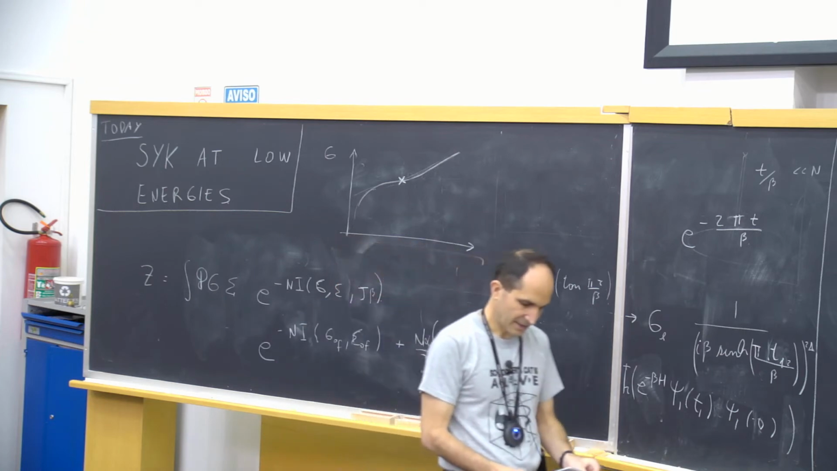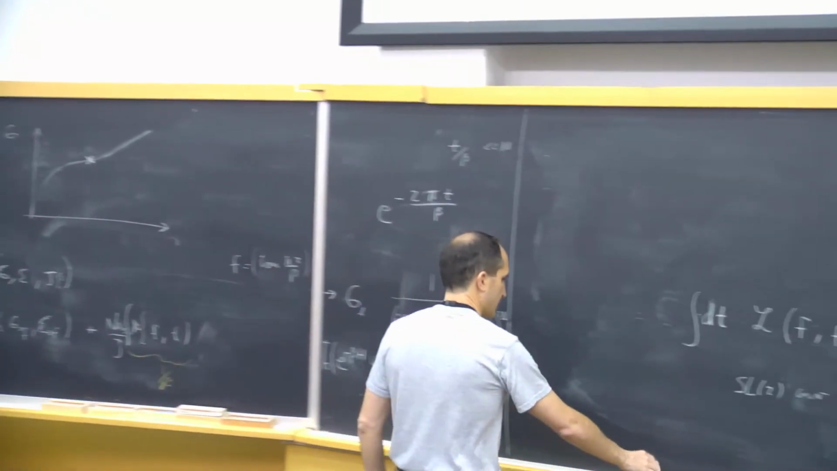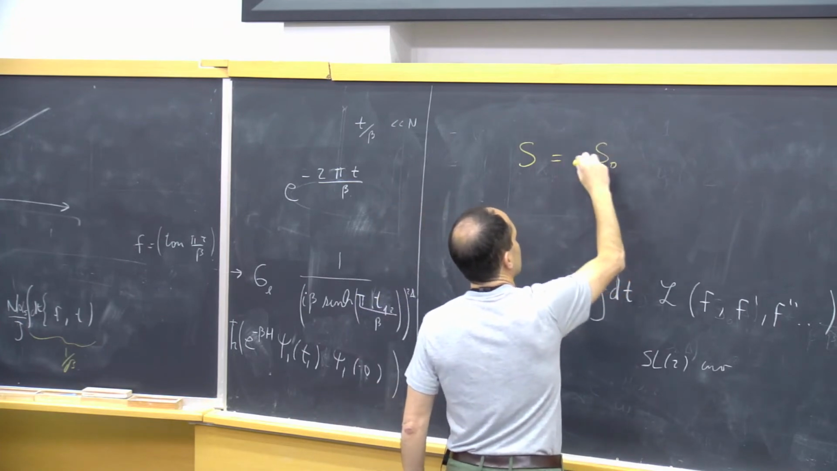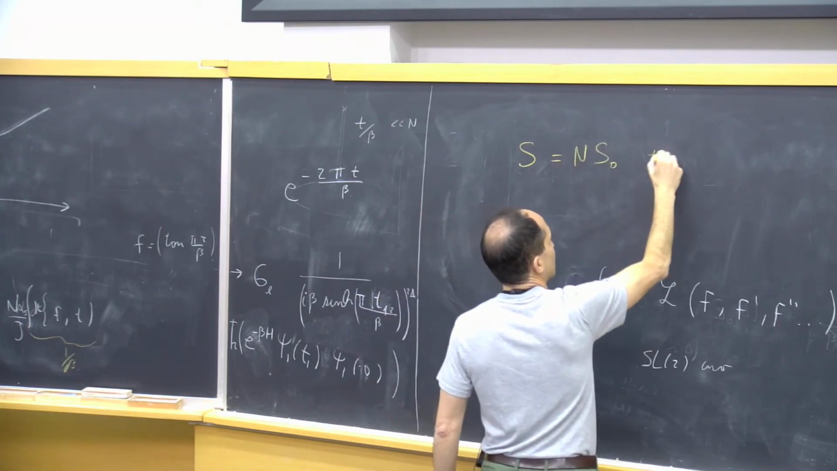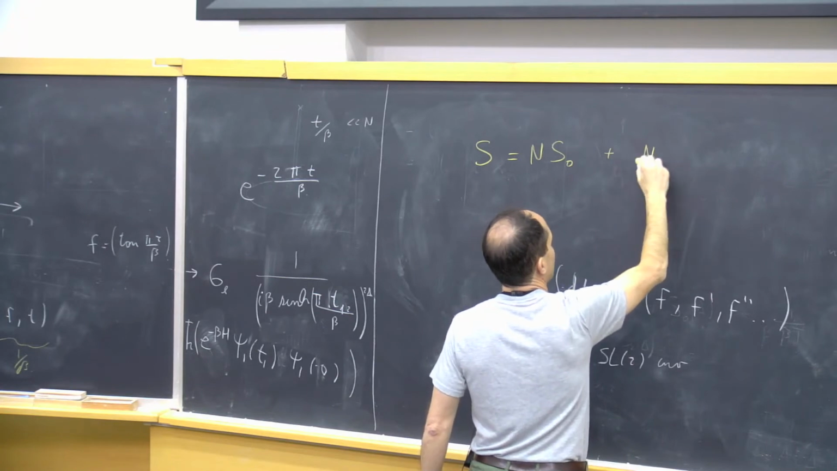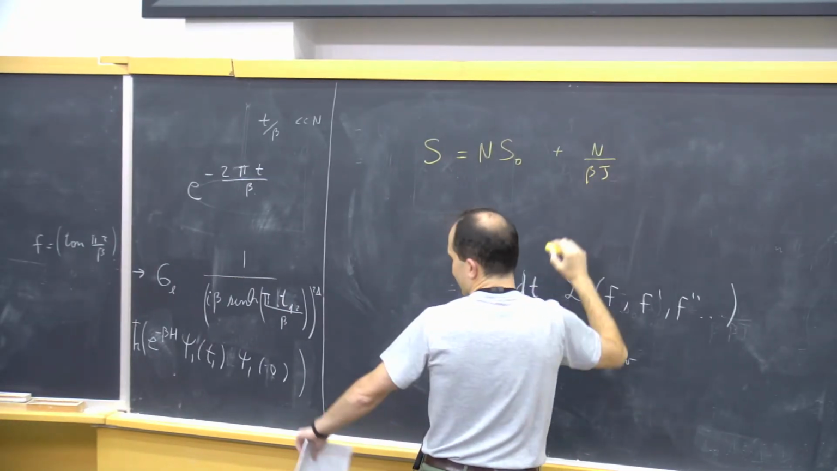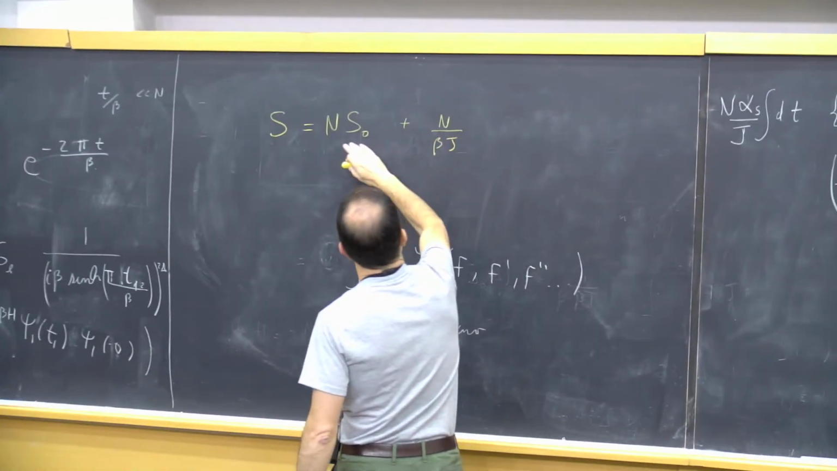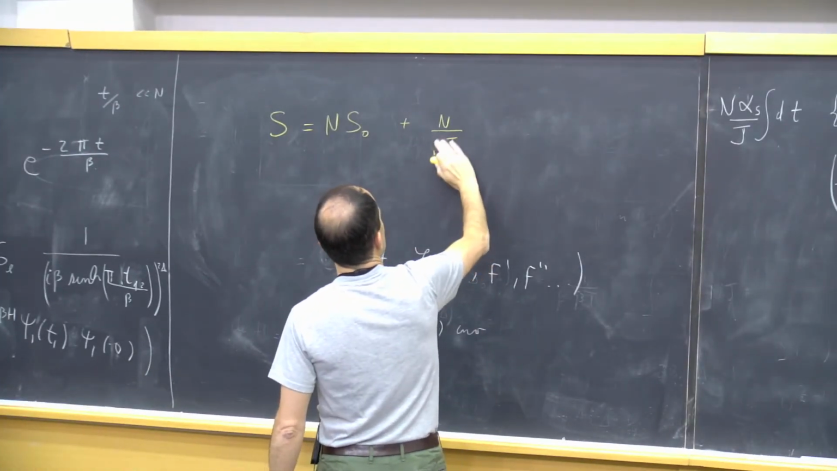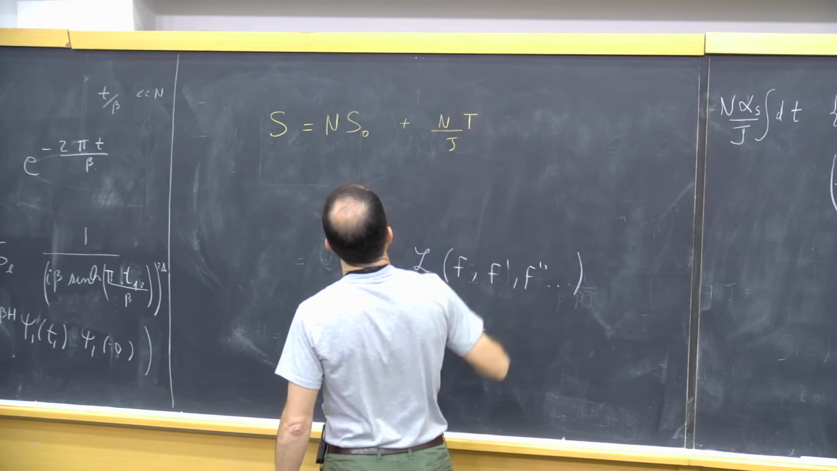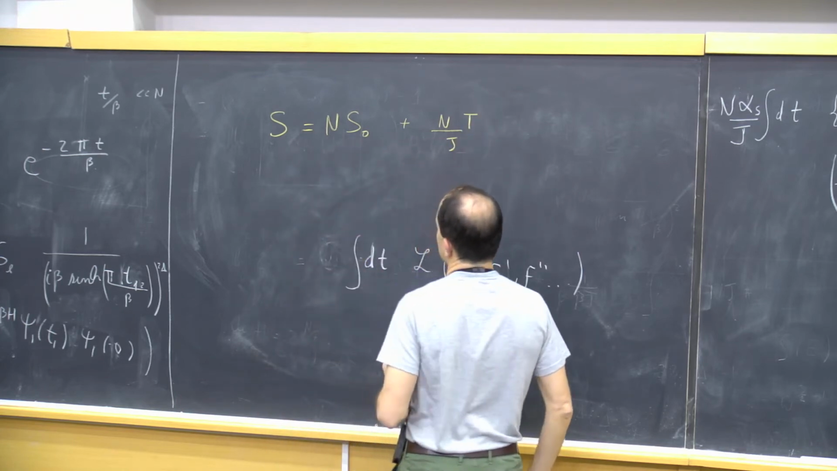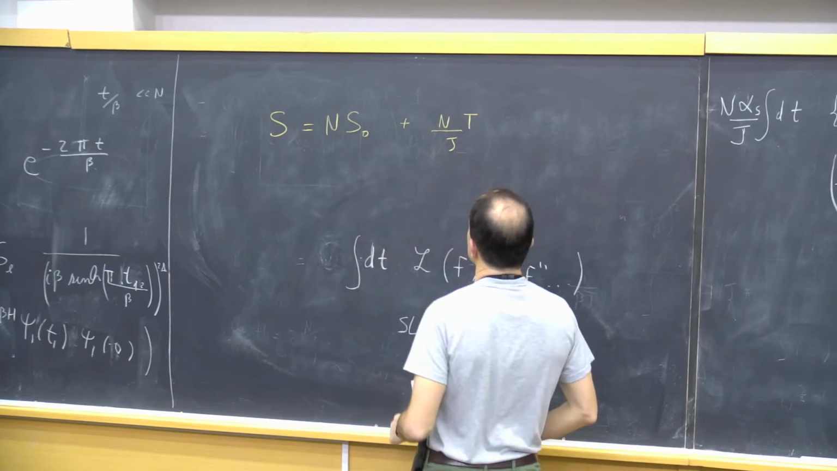Okay. And that gives, in general, some term in the entropy. So the entropy will be N S0 plus some term that goes, I'm not keeping track of coefficients. There's a factor of 2 relative between that term and this term. This could be written in terms of the temperature. So it's a term linear in temperature for the near extremal entropy, for the entropy at low temperatures.